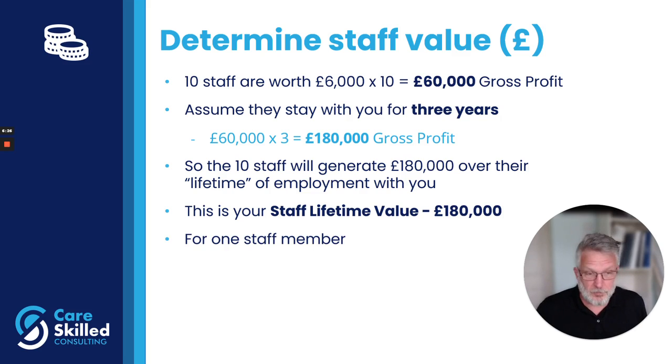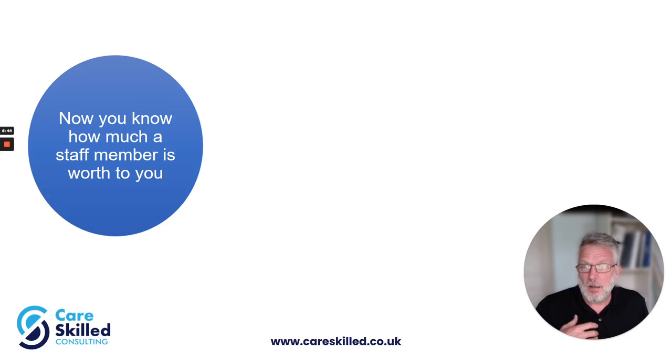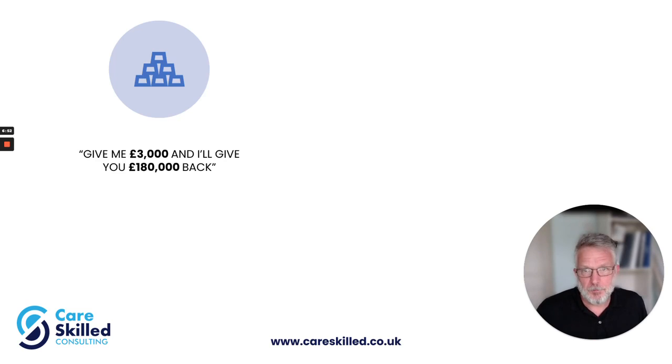So for one person, it's obviously just a tenth of that. The staff lifetime value for one person is £18,000. So that's the £6,000 that we worked out earlier on, multiplied by the 3 years, 18,000. So we've now found what the staff lifetime value is to you as a business. Now you know how much a staff member is worth to you, you can now allocate an amount that you're willing to spend to acquire that new employee.